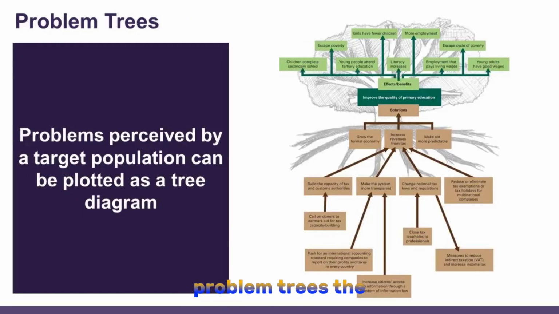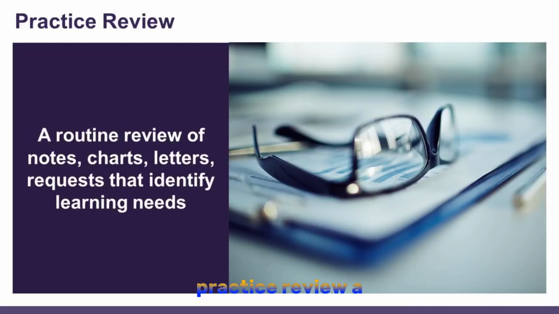Problem trees. The roots and the fruits of the problems as perceived by the target population can be plotted as a tree diagram. This can be useful when trying to identify unknown root causes of problems, which can be used to guide intervention decisions. Practice review. A routine review of notes, charts, prescribing, letters, requests, etc. can identify learning needs, especially if the format of looking at what is satisfactory and what needs improvement is followed.